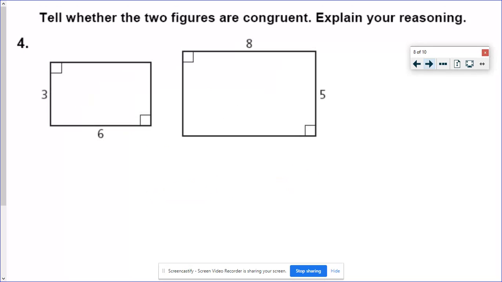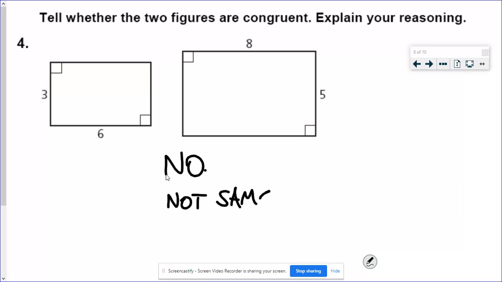Okay, just looking at this, I would hope that you'd be able to tell. They are clearly not congruent. They both look like rectangles. We've got opposite angles that are right angles, but they're not the same size. So are they congruent? No. You wouldn't even have to say anything about the shape. You could just say they're not the same size. So the corresponding side lengths don't match.